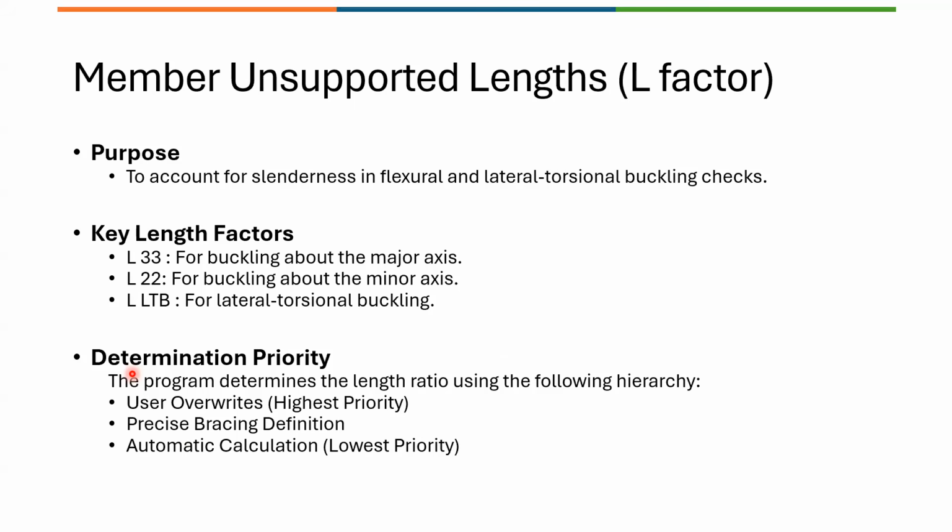So you don't have to specify unless there is a need to, but you have options to overwrite, and you can see the determination priority which the program uses. Any overrides specified by the user will be the highest priority. And the bracing definitions you can make, like lateral bracings at specific points or continuously for a beam, the program can recognize that from the lateral bracings. If specified, that will be used, or by default, the lowest priority is the automatic calculation from the connectivity of the members. So length factors will be obtained based on that.